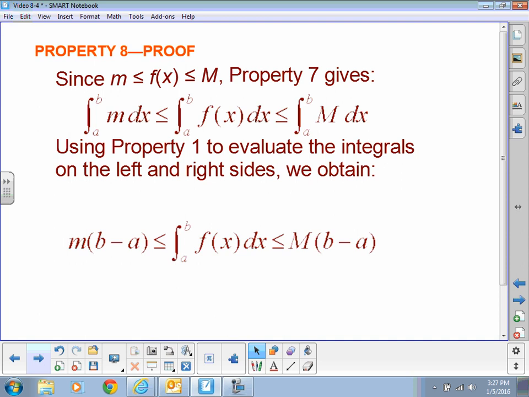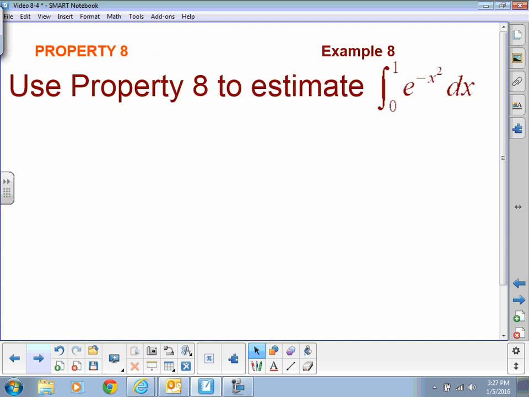And just a proof of where that's coming from, if you take the integral of all 3 parts, well, we know when we have a constant, you just do that constant times b minus a. So that's where the lowercase m times b minus a is coming from, and the uppercase M times b minus a is coming from. And then in the middle, that's just a notation that represents our area under f of x. And we're going to use that to estimate this integral here.